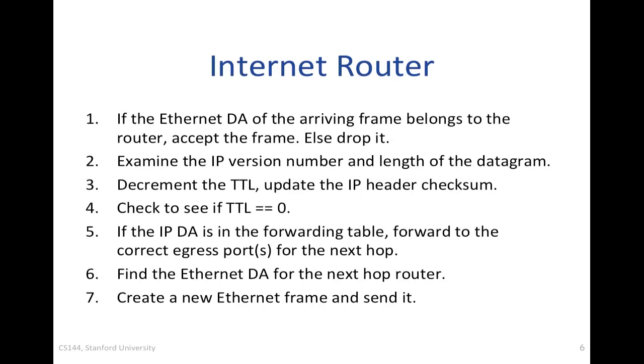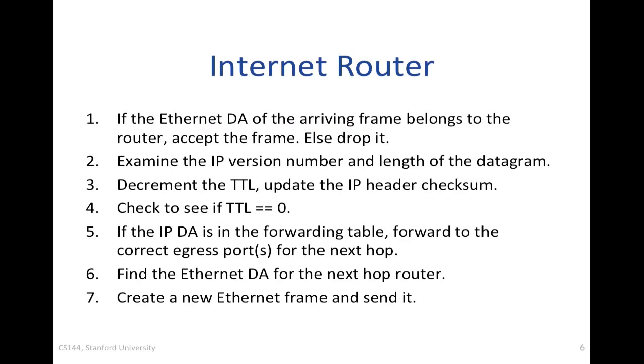Let's contrast that with an internet router, another type of packet switch, which processes the IP destination address instead. So there's 7 basic operations. Because it's dealing with IP datagrams that are encapsulated in Ethernet packets, first of all, it's going to check to see whether the Ethernet destination address of the arriving frame belongs to the router. In other words, is it specifically addressed to this router? If it is, it accepts it. If it doesn't, it drops it because it's clearly not destined for us.